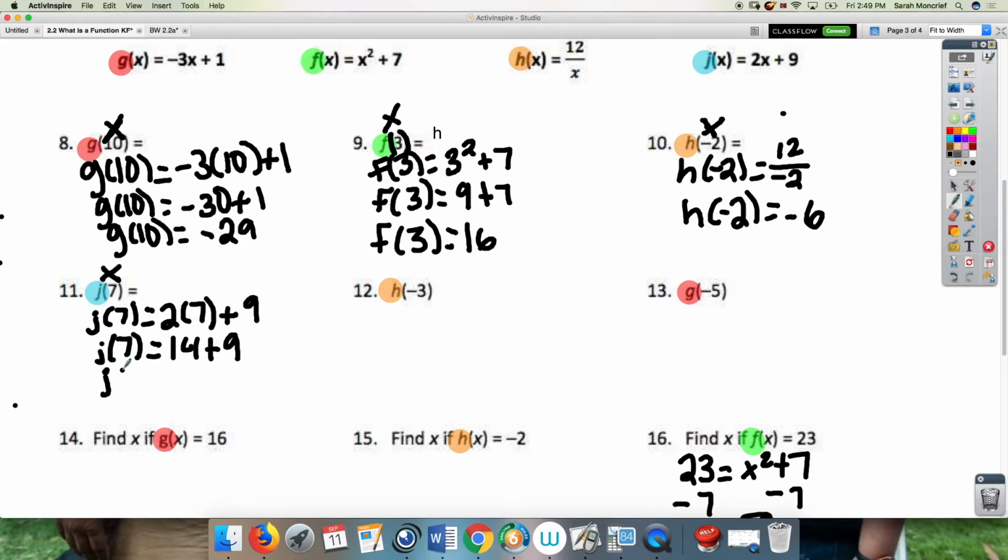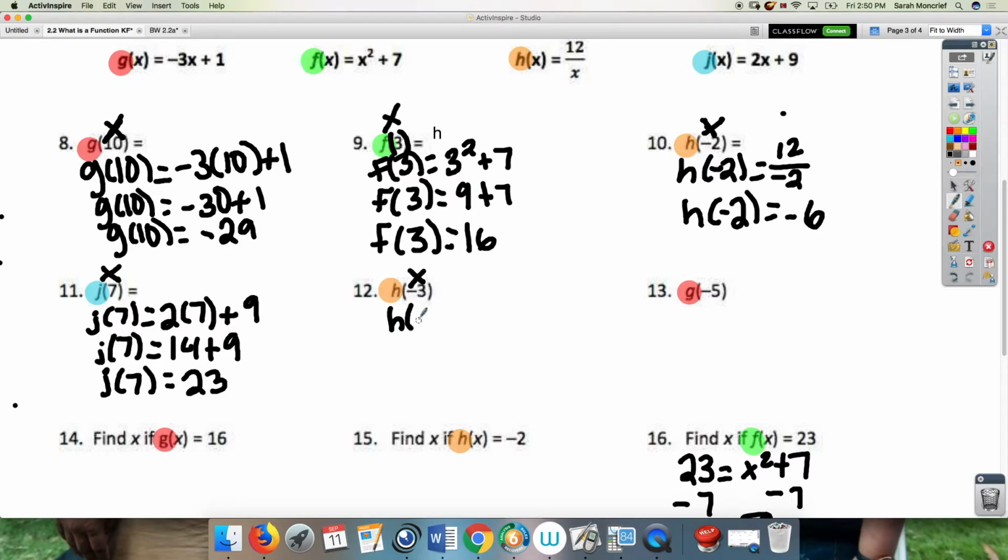So j of 7 is equal to 23. All right, let's skip 12 and 13, and we'll go ahead and go over them. So 12, we already know, matches up to h. Negative 3, is it an input or an output? So is it an x or a y? X. So we're going to plug negative 3 in everywhere we see x.